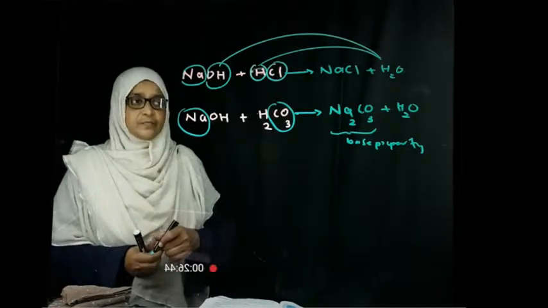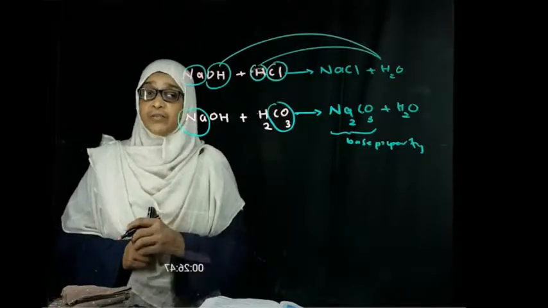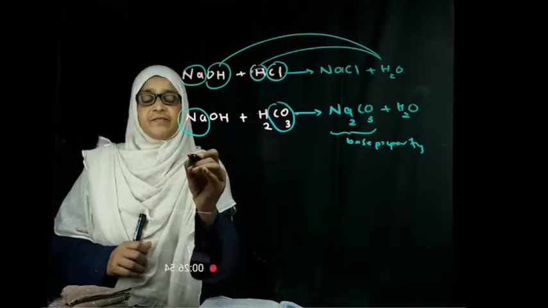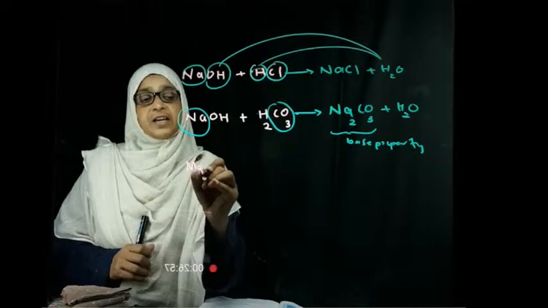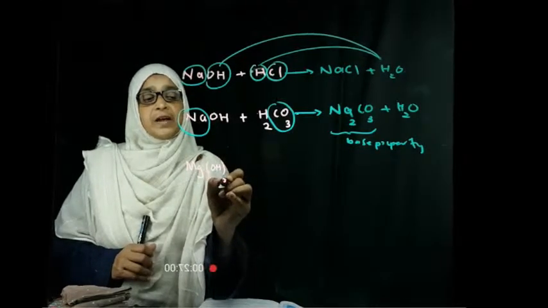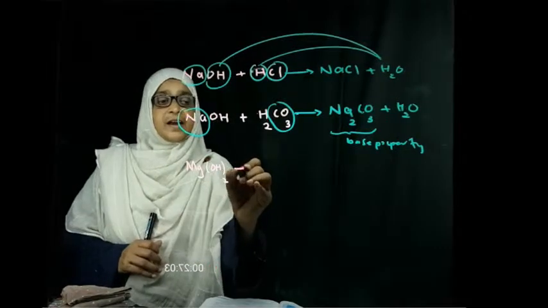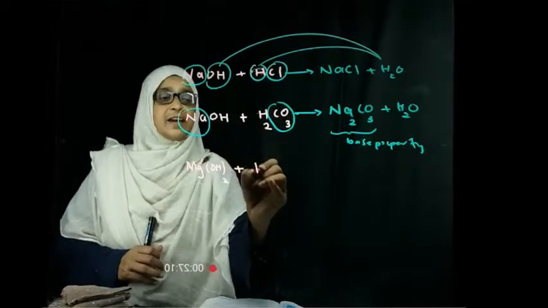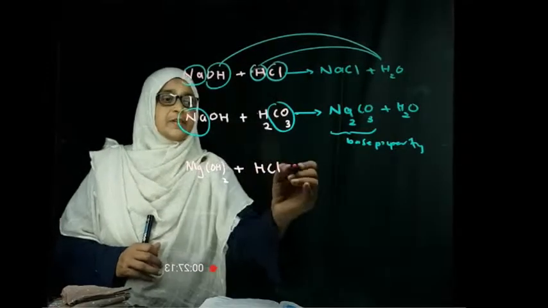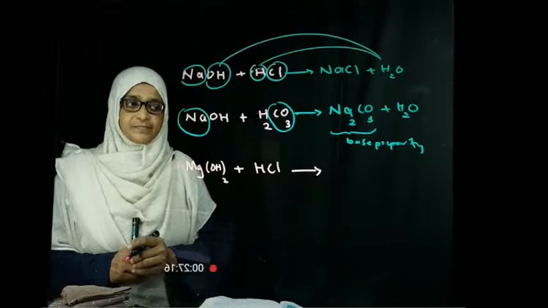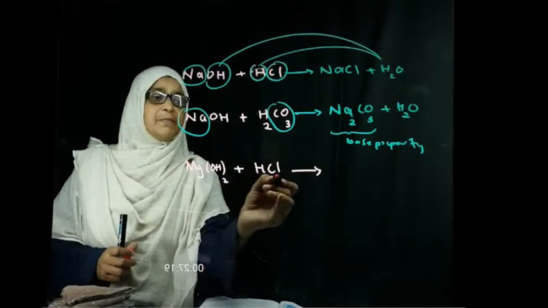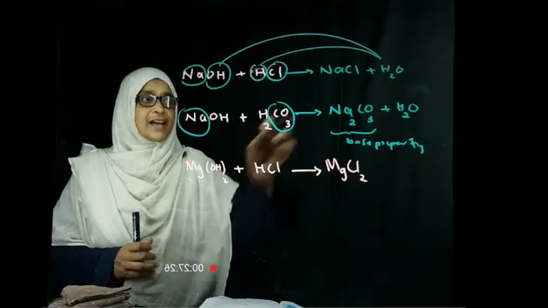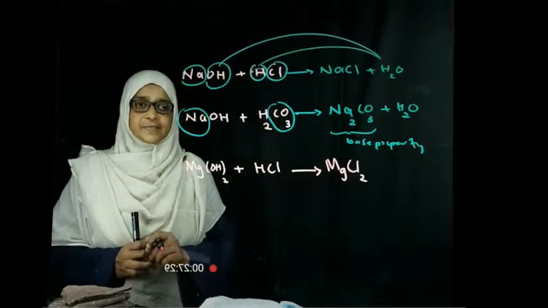Now, like this, we are going to take a weak base. Weak base, magnesium hydroxide, and strong acid, HCl. What will be the product? Magnesium chloride. It is like this, isn't it?